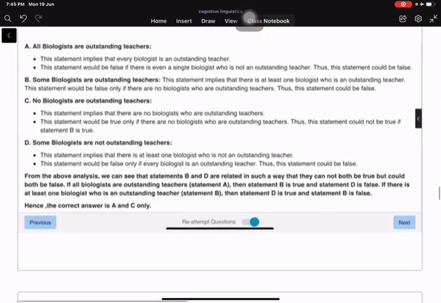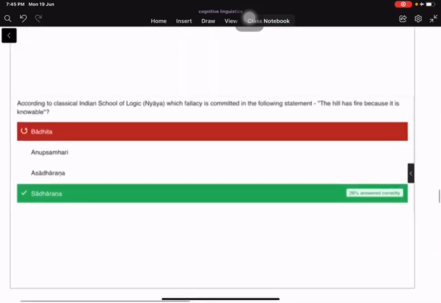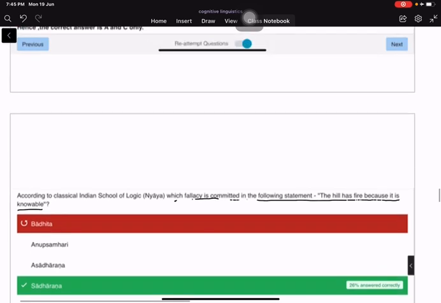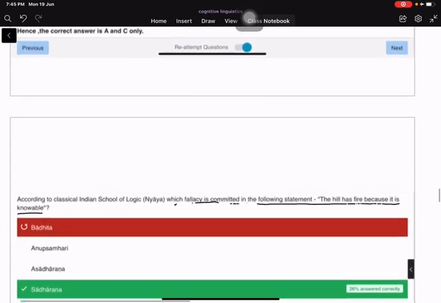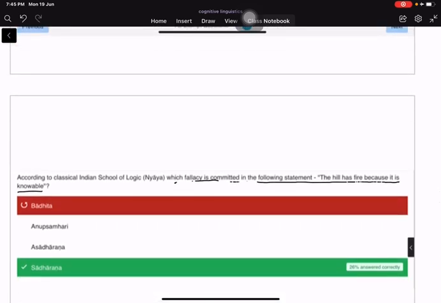Now the next: according to the classical Indian school of logic, which fallacy is committed in the following statement? The hill has fire because it is knowable. Because it can be known, so it has fire. This is the fallacy of Sadharan.